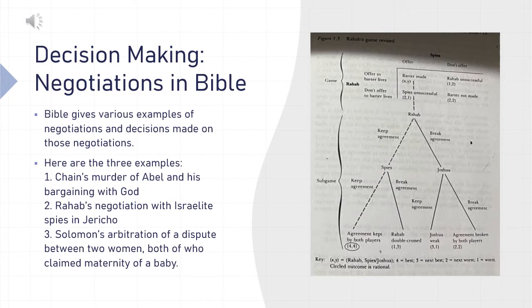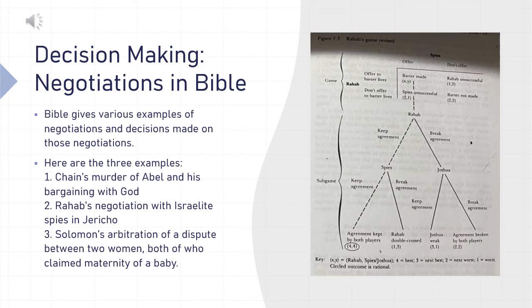Similarly, in case 2, Rahab made a deal with the spies in order to save her family. Besides two choices, she made a rational decision to follow the instructions of the spies in order to save herself and her family.